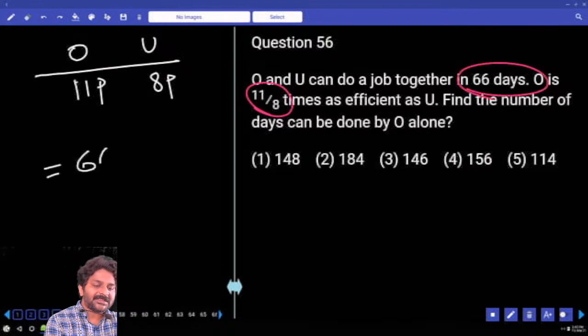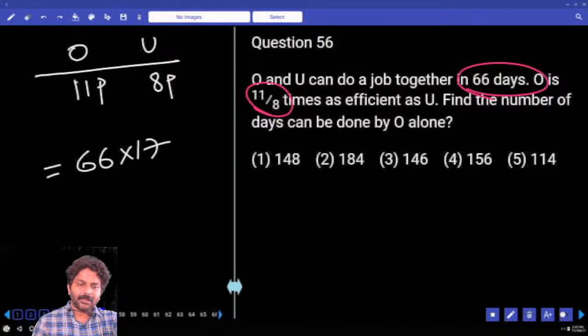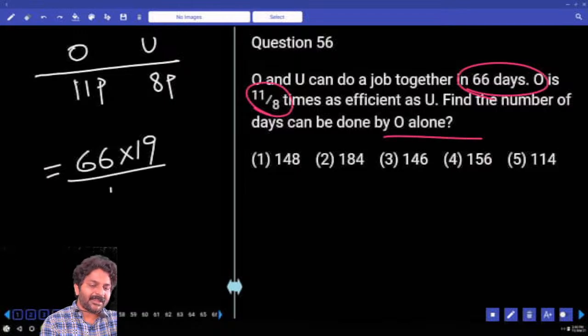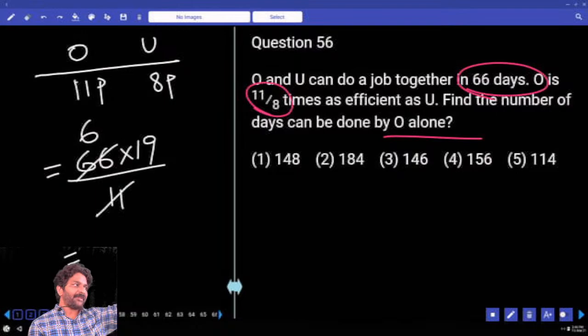Both together can do the work in how many days? Then total work is equal to 66 into 19. Now this should be done by O. That is divided by how many times? 6 times. 6 into 19 times. Can I take 20 times minus 1 time? 120 minus 6, 114.